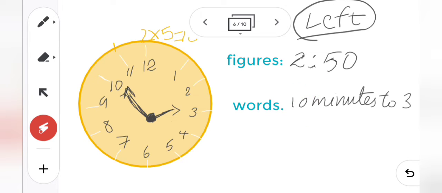Suppose you are finding it difficult to read the time. This is the way you can do it in figures. For you, figures will be easy to find the answer.